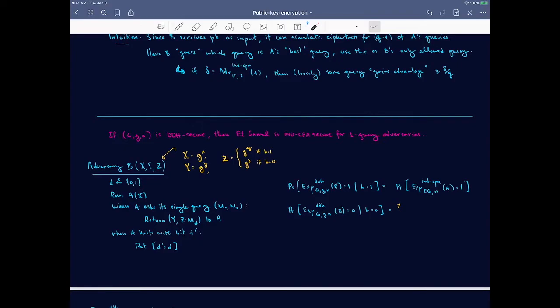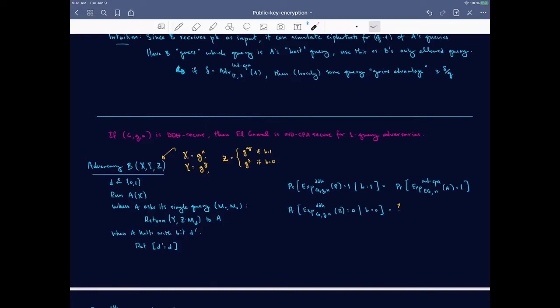Okay, so to start, let's think about what we want to do here. We want to say that if we have a DDH secure group, then Elgamal is IND-CPA for one query. So we're going to start with a one query adversary for the IND-CPA game, and we're going to build from that an adversary for DDH. So let's go ahead and do that reduction. This is a proof where we just start straight away with the reduction. I guess that's actually how we've done many of the proofs so far.